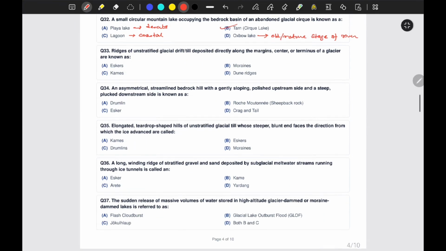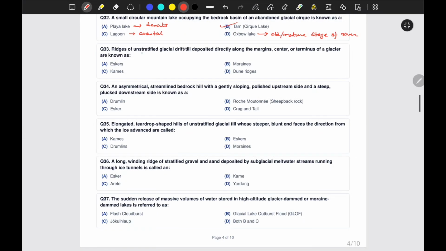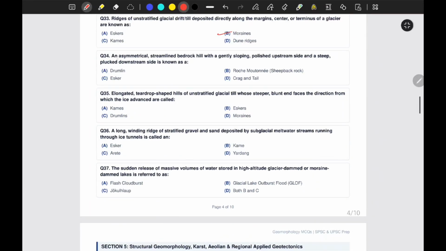Okay. Question number 33. Ridges of unstratified glacial drift or till deposited directly along the margin, center or terminus of a glacier are known as eskers, kames, moraines or dune ridges. The correct answer is option number B, moraines.